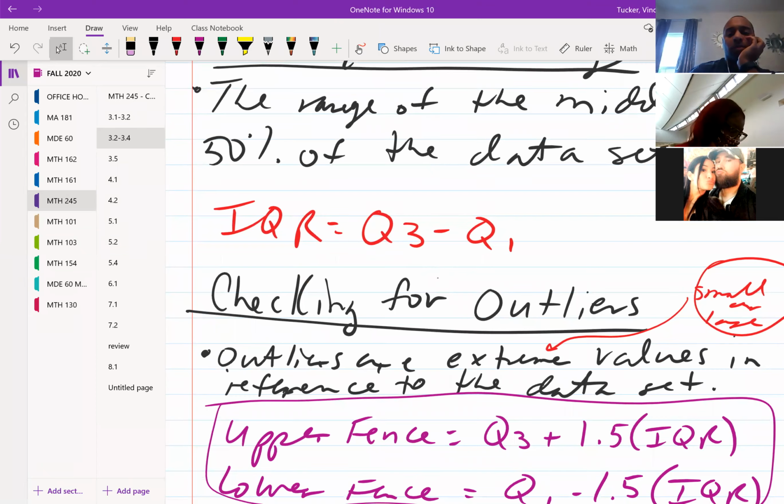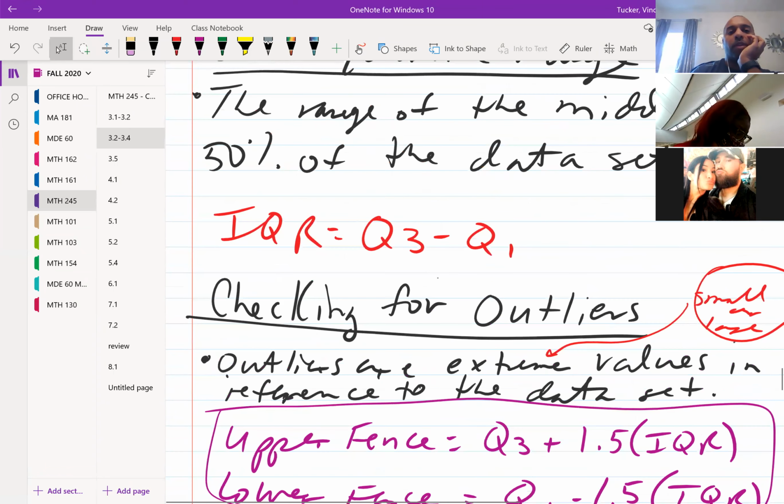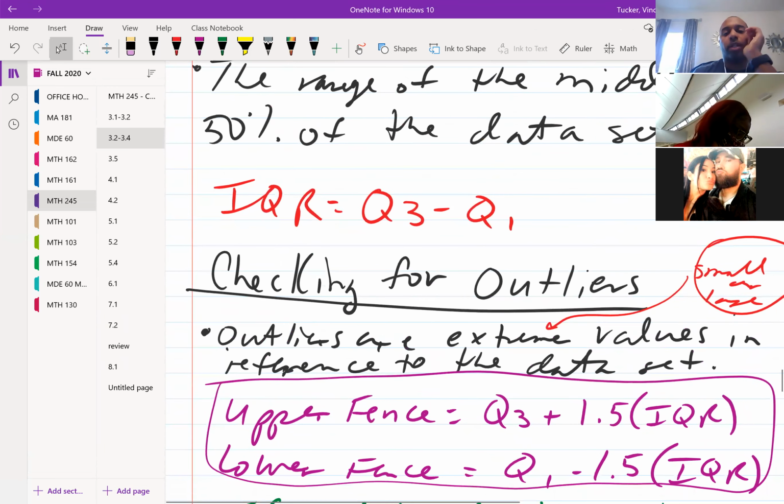Next up, no, I'm scrolling up. I think this is the last one before we do. Yep. Okay. So now we're looking at checking for outliers.